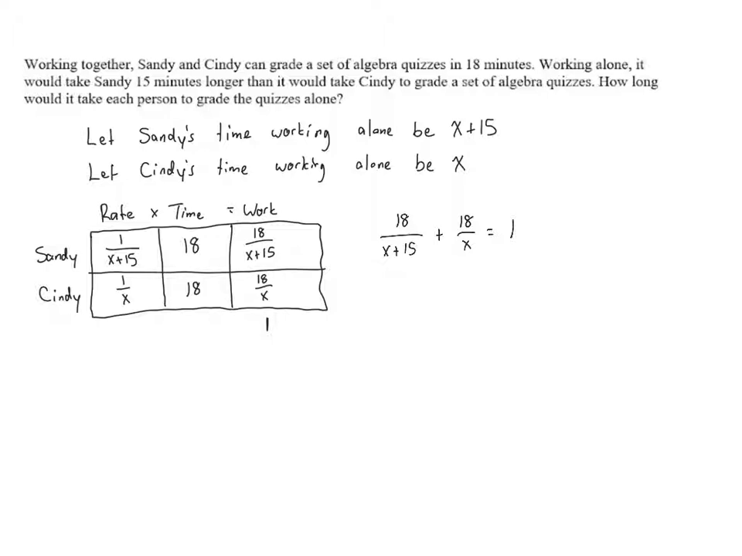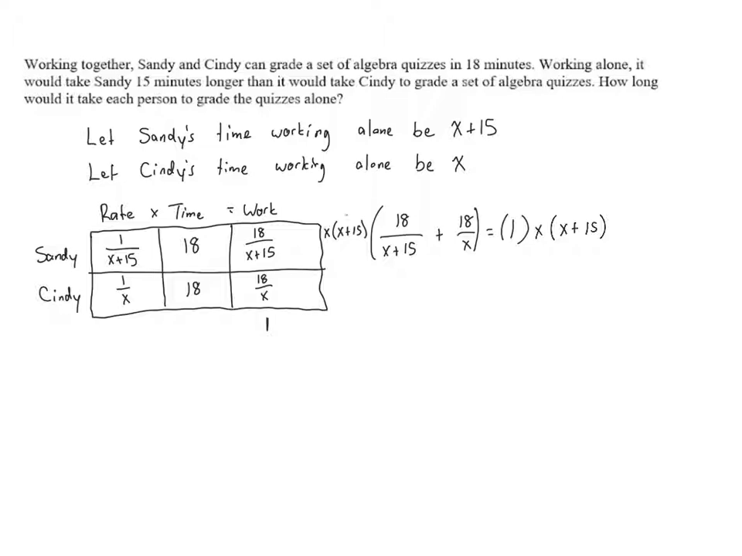Now that we have our equation set up, we can solve. Whenever we have an equation with fractions in it, we want to multiply both sides by the LCD to get rid of the fractions. And in this case, the LCD is X times X plus 15. So we're going to multiply both sides times X plus 15.